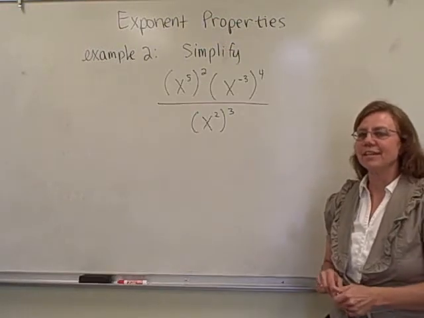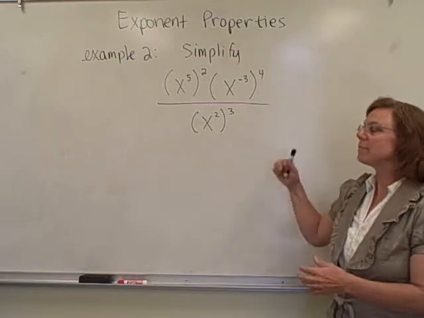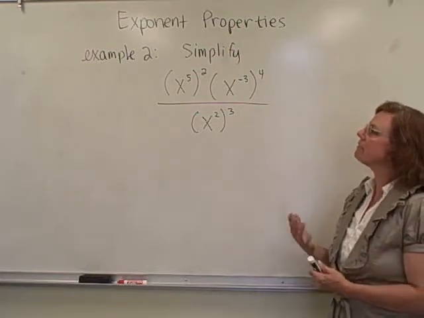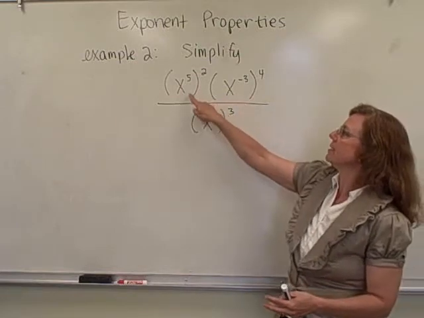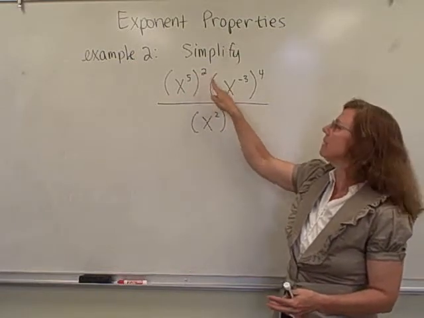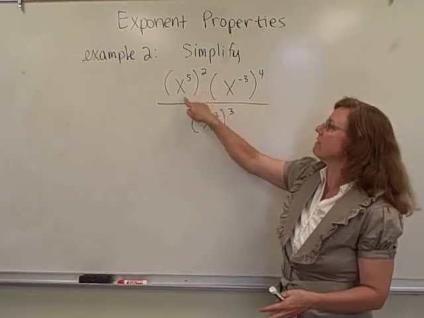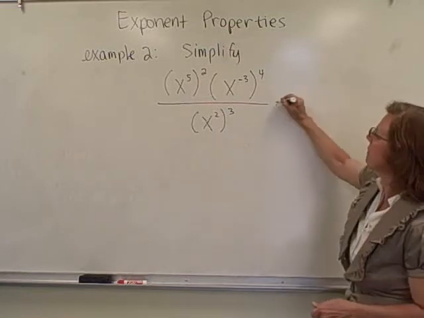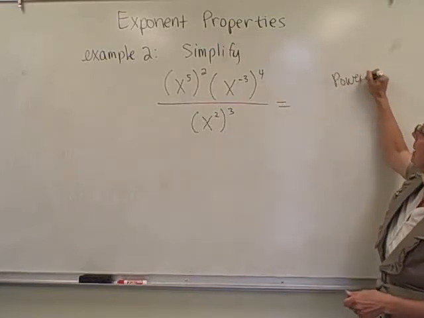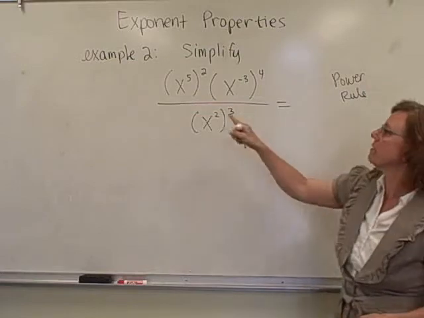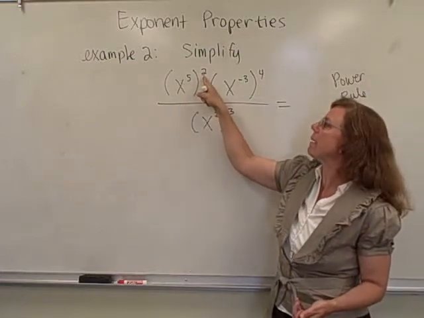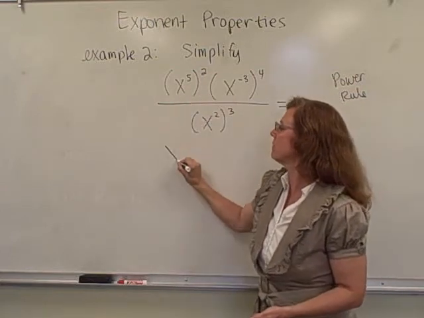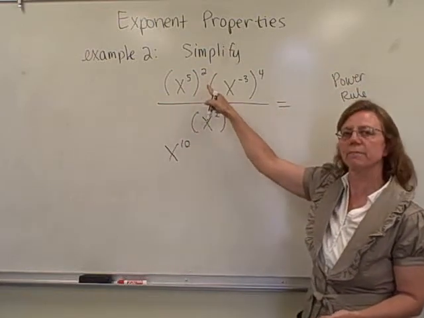Okay, we're going to use the rules of exponents again to simplify this expression. And so I look at this and I think, okay, the first thing that I want to do is use the power rule, because I have a lot of pieces here that have an exponential expression raised to another power. So I'm going to first apply the power rule, which says that if we have an exponential expression to a power, we are going to multiply those exponents together. So this will give me x to the 10th right here.